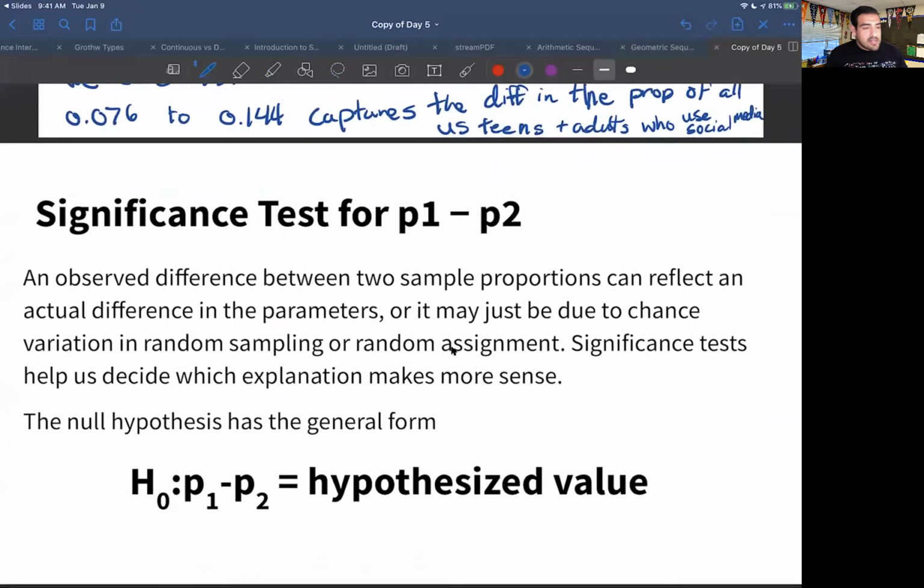So let's shift gears. Let's change from confidence intervals to significance tests for the difference of population proportions. An observed difference between the 2 sample proportions can reflect an actual difference in the parameters, or it just may be due to chance, the variation in random sampling or random assignment. Significance tests help us decide which explanation makes more sense. The null hypothesis has this general form, that the difference between the 2 is some hypothesized value.